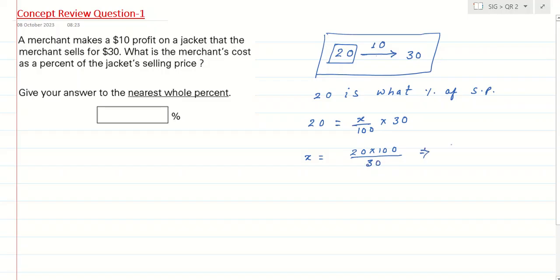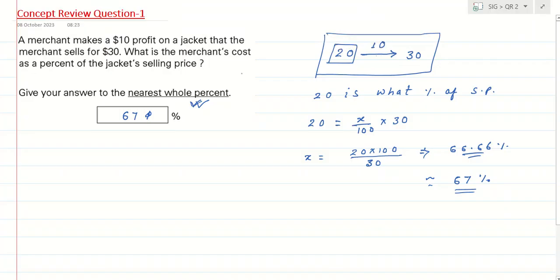Correct, no? How much will you get? 66.66 percent. But be careful in the GRE. In the GRE, everybody, the condition is given: nearest whole number. If you put 66.66 in this box, the system will mark it as a wrong answer. So to the nearest whole number, what should it be? 67%. Correct. So my answer is 67%. Make sense?